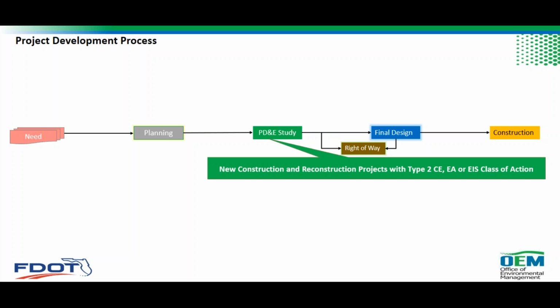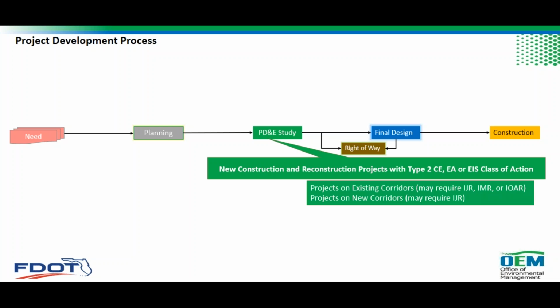For new construction and reconstruction projects, these projects go through the PD&E process, and they are classified as Type 2 categorical exclusion or Type 2 CE, environmental assessments or EA, and EISs, environmental impact statements. So we have 3 classes of actions for these projects which go through the PD&E process. Projects on existing corridors or projects on new corridors may have a potential to go through the PD&E phase.